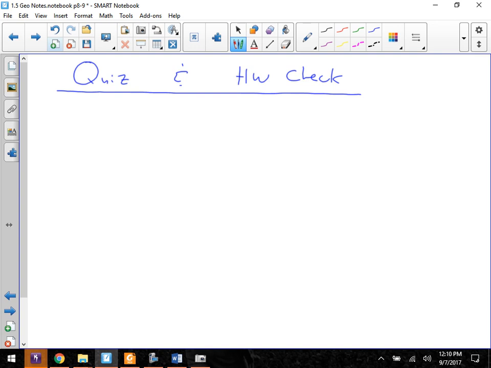So, section-wise, your quiz is over 1.2 through 1.5. Now, don't pay too close attention to this one where it says section 1.1 on the other side. And you probably noticed that there's like 5 different number 5s on this sheet, or at least 3 of them.